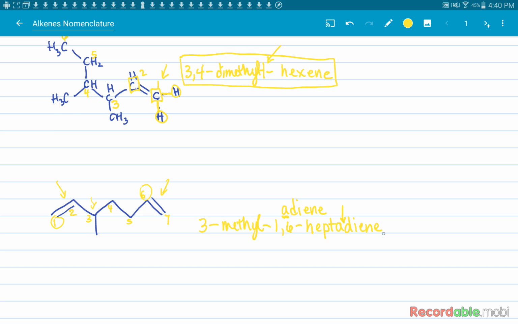Do we need to put an R or S in front or a cis or trans? Well, whenever a double bond is on the end, that means it's got 2 hydrogens, and since those hydrogens are identical, that's neither. This one's also on the end. If we draw in our hydrogens, you can see those are on the end, so that's a neither. We don't need a cis or trans or an R or S in this case. So the answer would be 3-methyl 1,6-heptadiene.